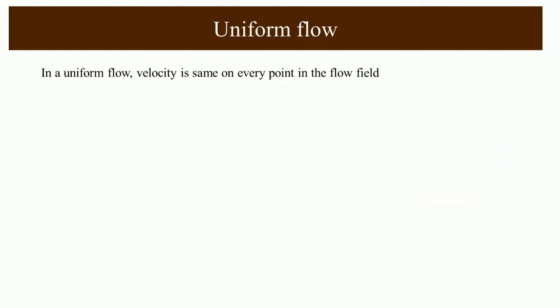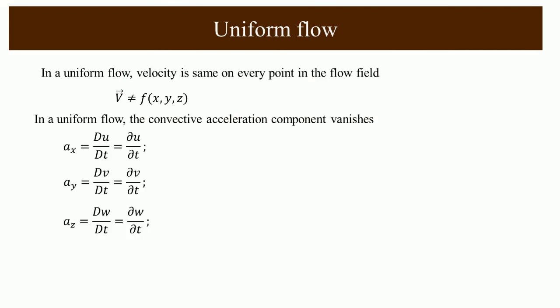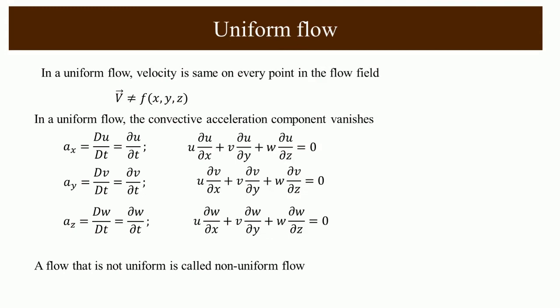Let us see what is uniform flow. In a uniform flow, velocity is the same at every point of the flow field, so velocity is not a function of the x, y, z coordinates. In a uniform flow, the convective acceleration component vanishes. So u dou u by dou x, v dou v by dou y and w dou u by dou z, which is the convective part of ax, vanishes. You see here this goes to 0. And the flow which is not uniform is called non-uniform flow.